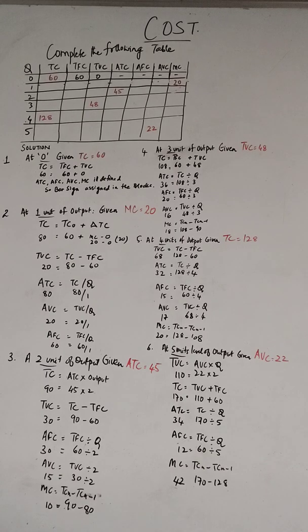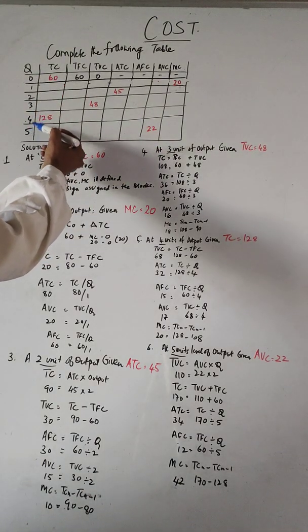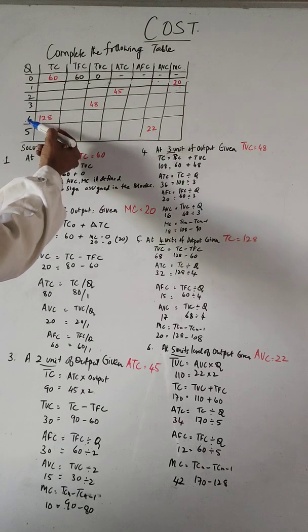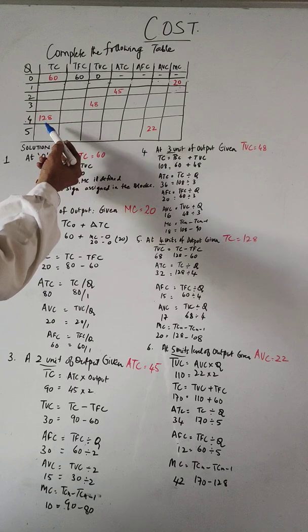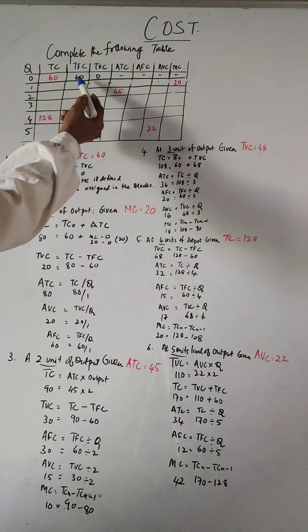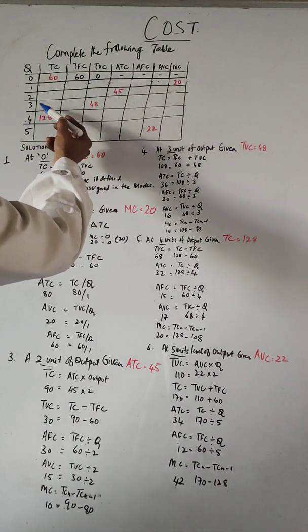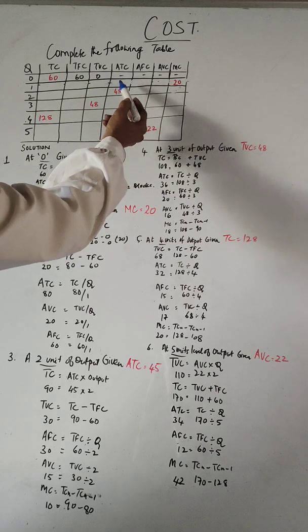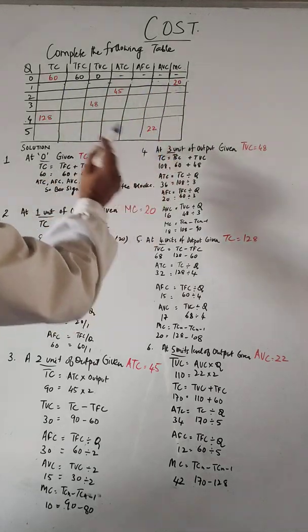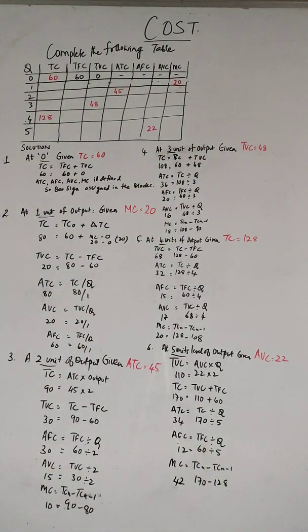Exercise: complete the following table in cost. This is the table given. These are the units of output: 0, 1, 2, 3, 4, 5, 6. Total cost is given at 2 points, at 0 level and 4 units. TFC is given at 0 as 60. TVC is given as 48 on the third unit. On the second unit we have 45 as ATC, first unit 20, etc. So the table is for us to fill. Now how do we go about it?